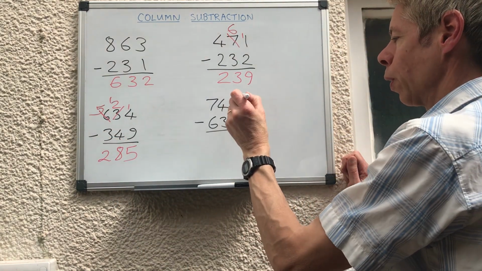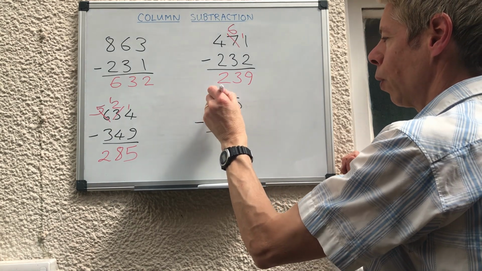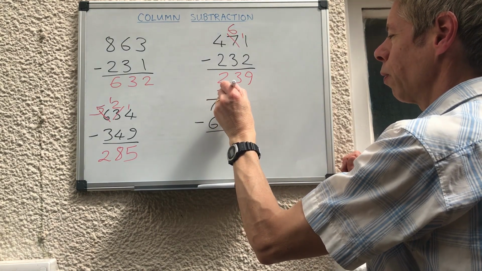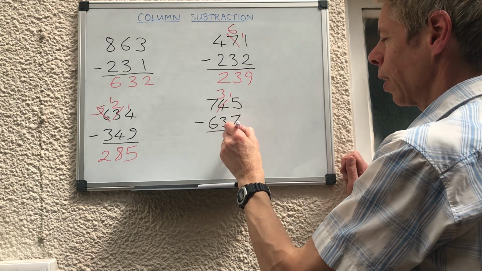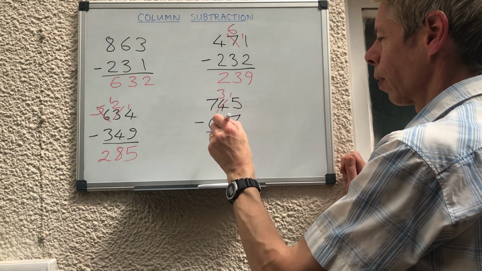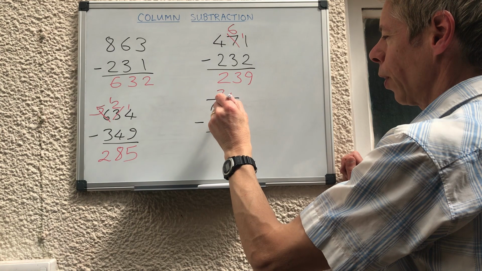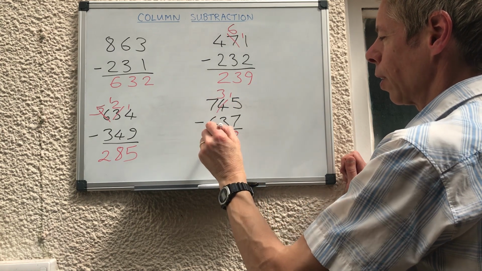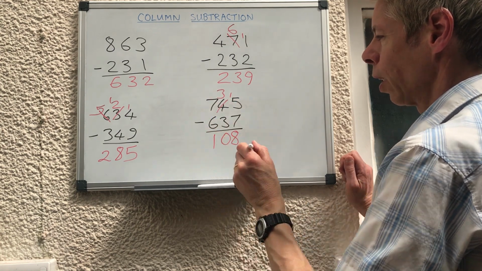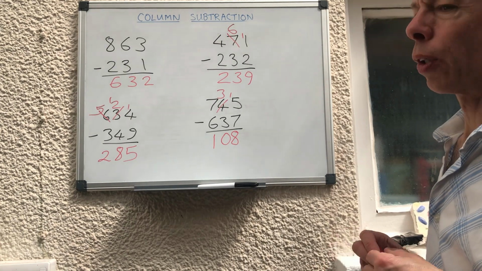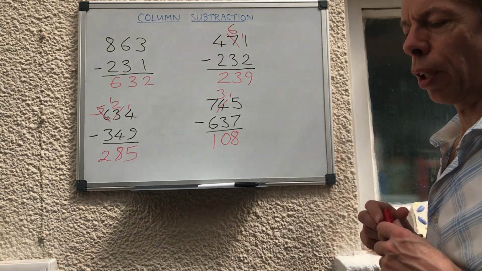So last question then. So we can't do 5 take away 7, so we're going to have to cross out that 4 and make it a 3, which gives us 15. So 15 take away 7 is 8. So 3 take away 3 is 0. 7 take away 6 is 1. So there's our answers to the column subtraction.